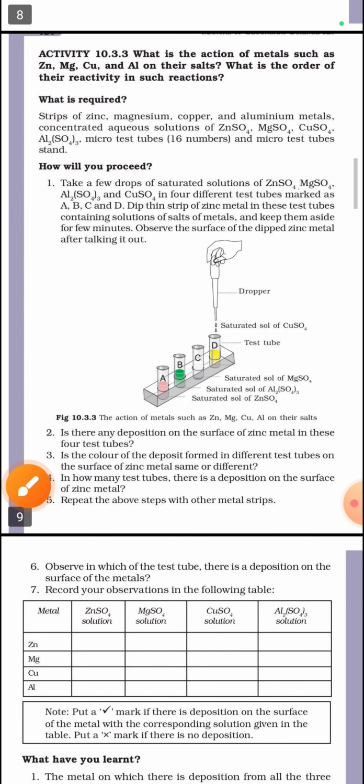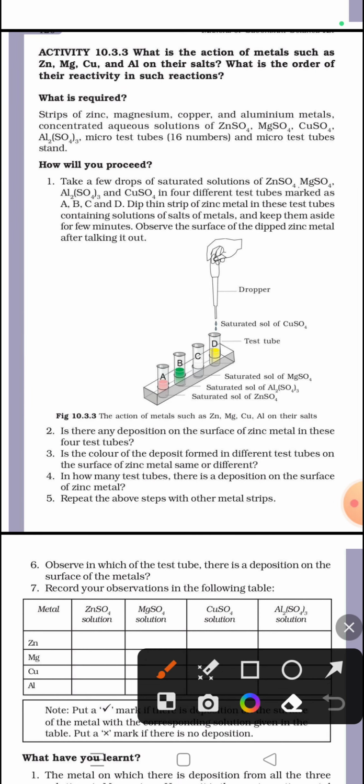Next activity: what is the action of metals such as zinc, magnesium, copper and aluminium on their salts? What is the order of their reactivity in such reactions?